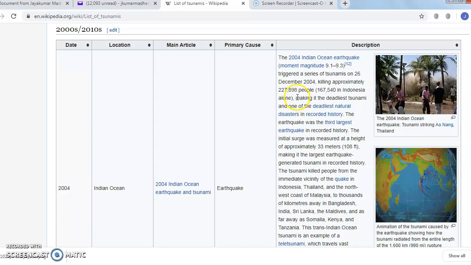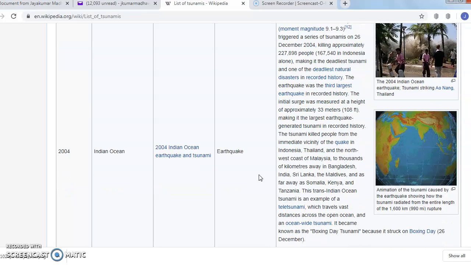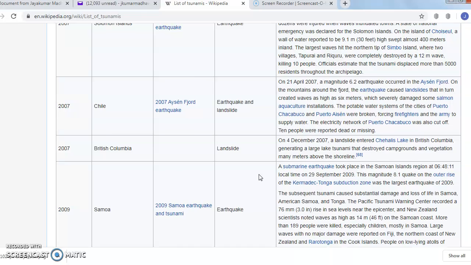And in this disaster, nearly 2,27,898 people were killed. This tsunami affected Indonesia, Thailand, the northwest coast of Malaysia, Bangladesh, India, Sri Lanka, Maldives, and also Somalia, Kenya, and Tanzania. This was a major disaster. Many tsunamis have happened throughout history, but I am showing you some of the major tsunamis in recent years.